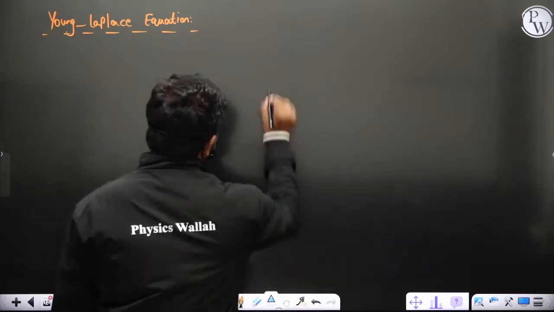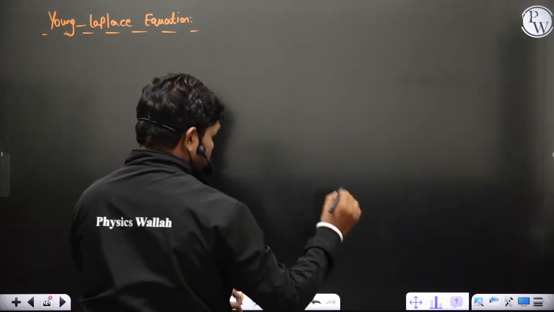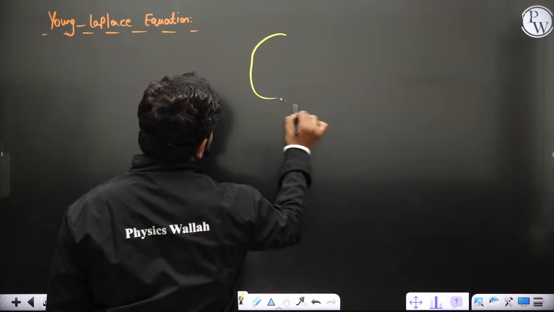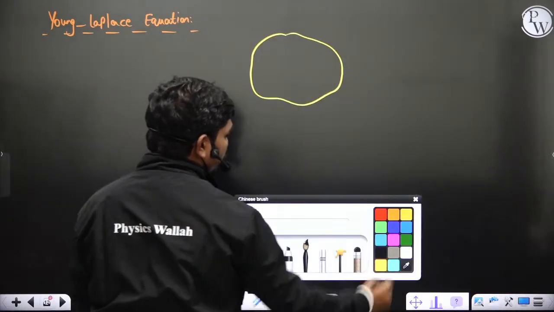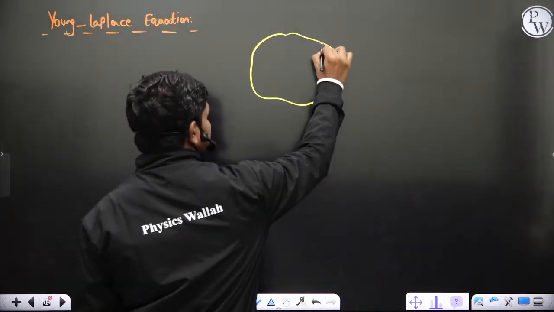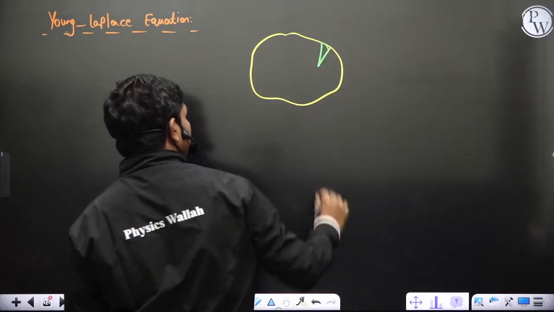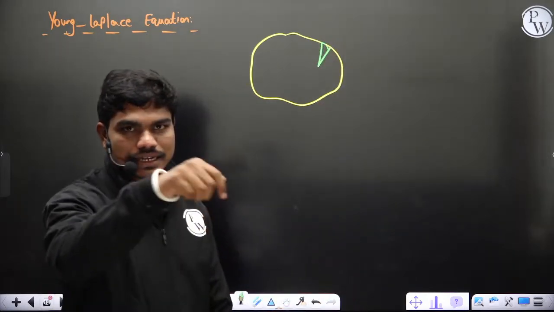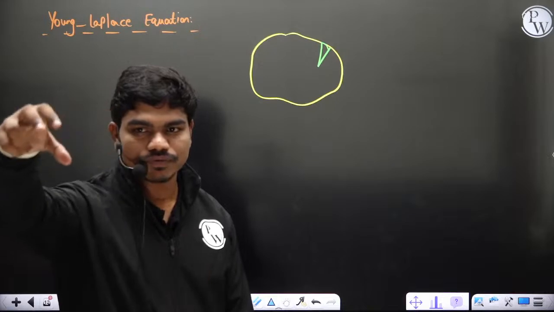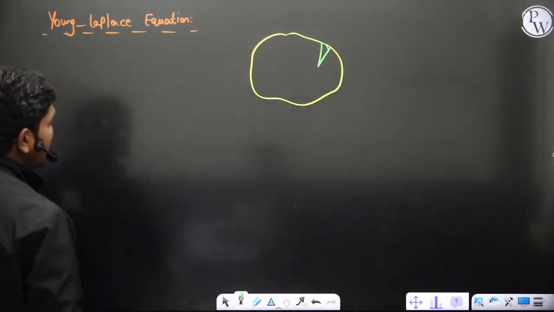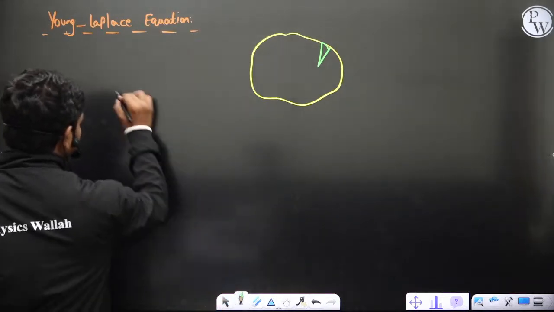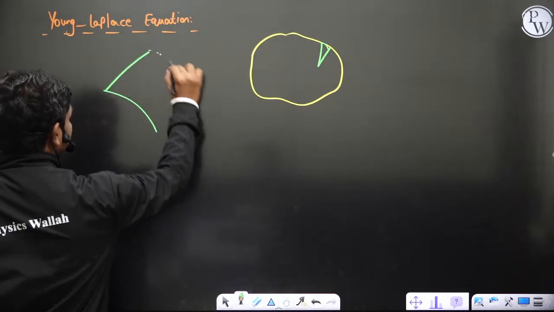Now let us suppose you have some fluid body, for example, if you take a certain interface like this. Normally, if you want to buy a watermelon, they'll cut a shape and give it to you. So let us suppose you have one such shape, and this is the surface.